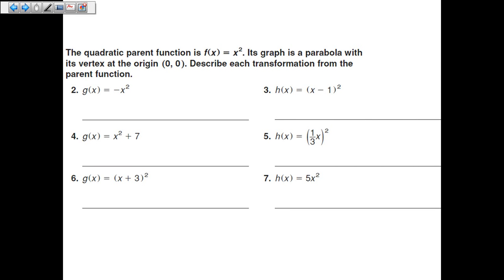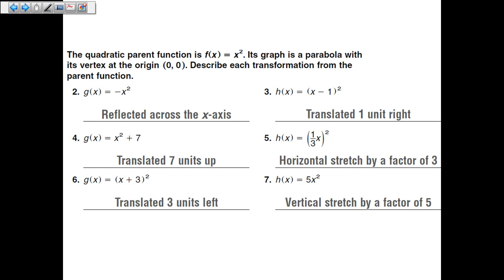So let's take a look at these 6 functions and talk about what each transformation is going to be. What's the negative in number 2 going to do to the graph? What's the minus 1 in number 3 going to do? What's the plus 7 in number 4 going to do? In number 5, what's the 1/3 inside the parentheses going to do? What about the plus 3 in 6 and the 5 in number 7?